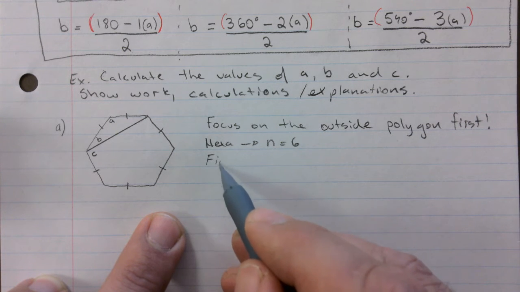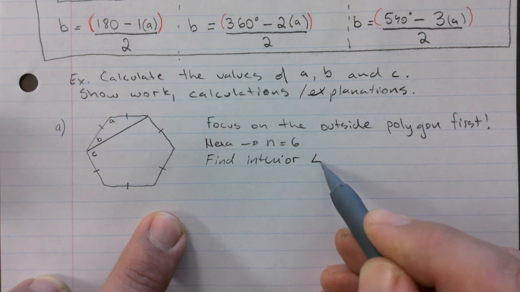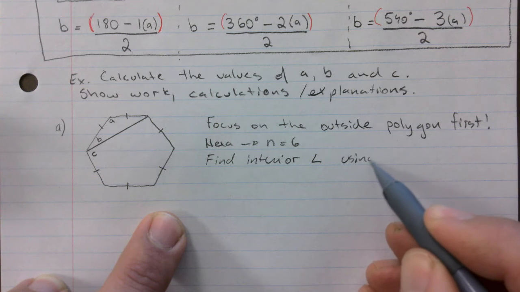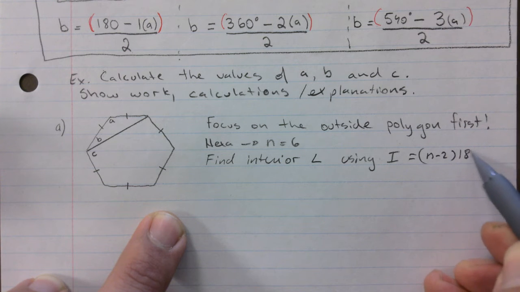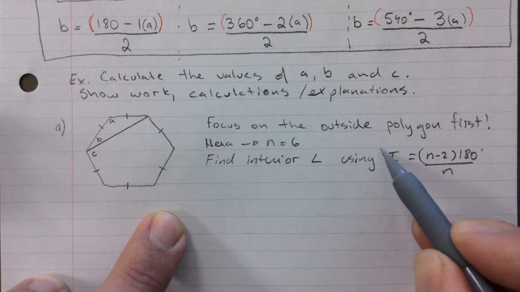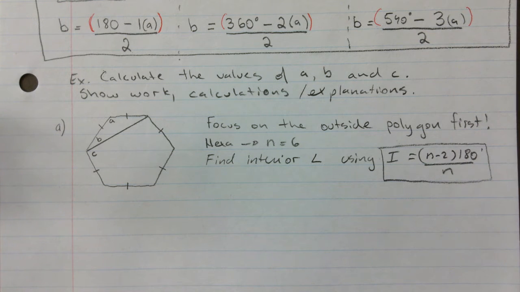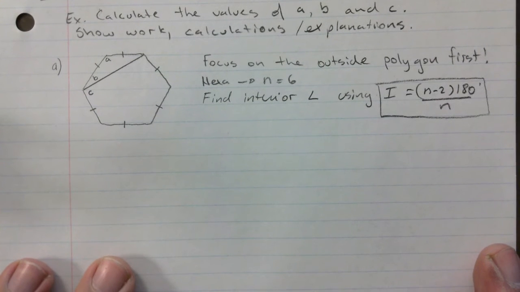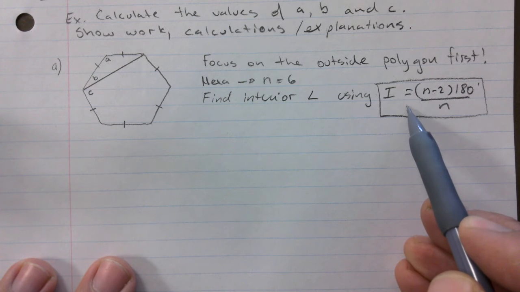Find the interior angle using I is equal to n minus 2 times 180 over n. Okay. That should be your starting point because you have no numbers on a polygon, right? Nothing except the number of sides, which can give you a lot of information about that shape. So even if I didn't ask you for it, that should still be your first step.